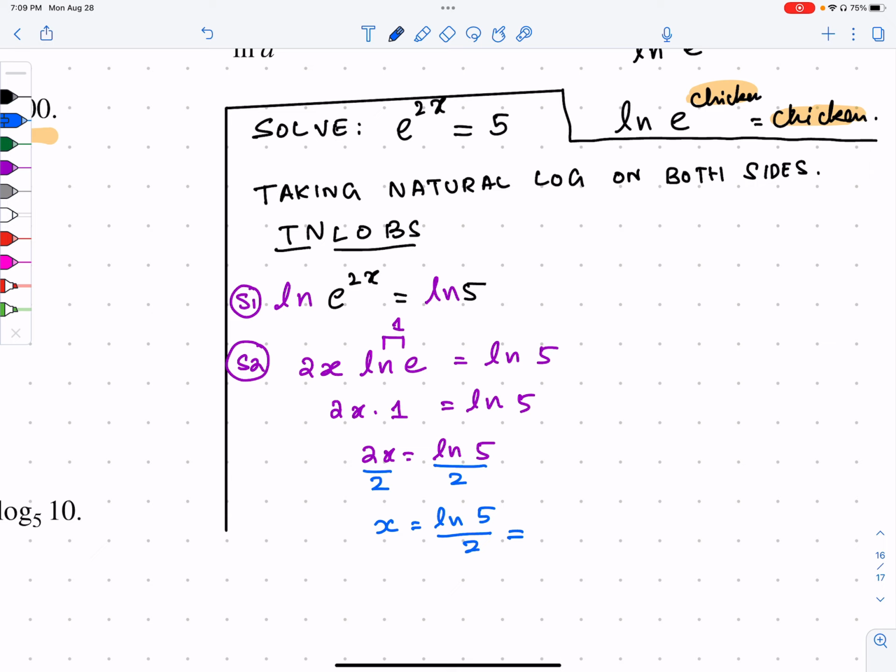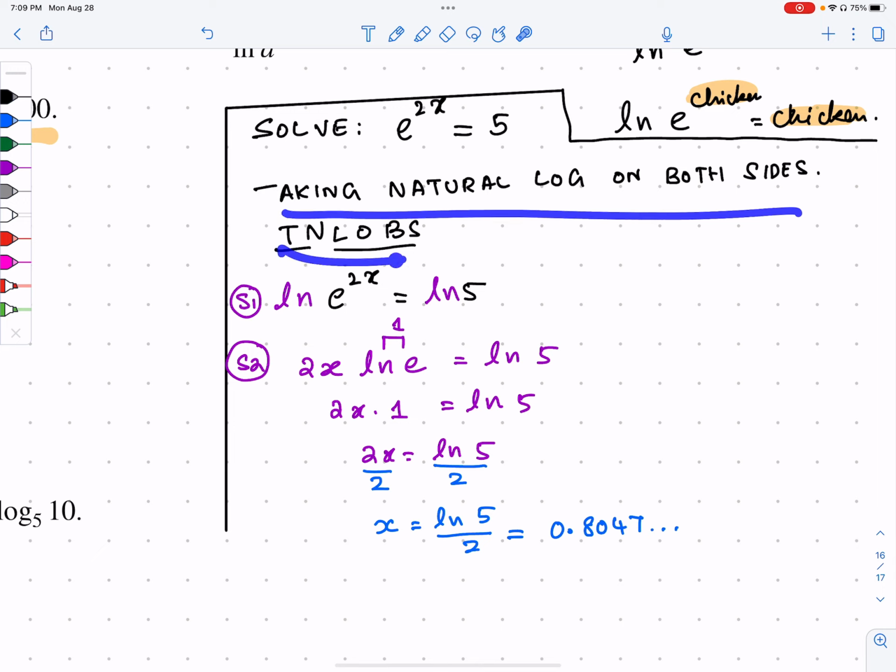If I plug this into the calculator, I would get my answer to be 0.8047 dot dot dot. Up to 4 decimal places, I will stop right there. So that is the solution. That is how we would solve an exponential equation. Again, let me repeat it. The very first and important step is taking natural logarithms on both sides, Tennessee lobsters in a funny way. That means ln of e to the 2x is equal to ln of 5. And then now you bring the power down.